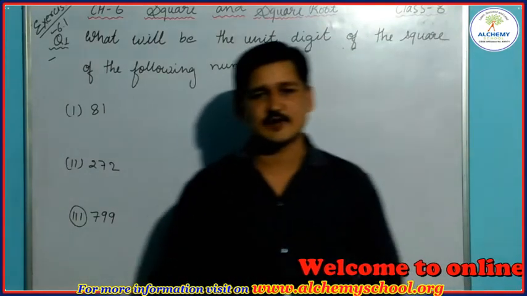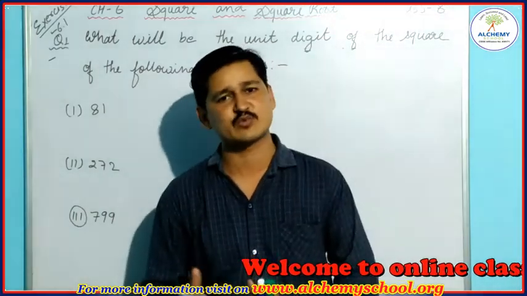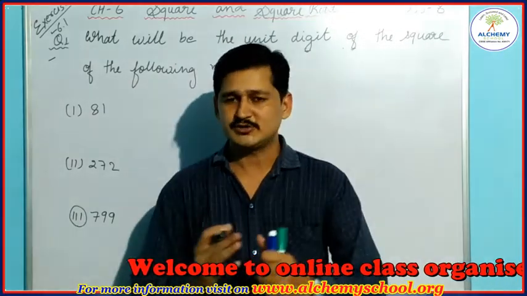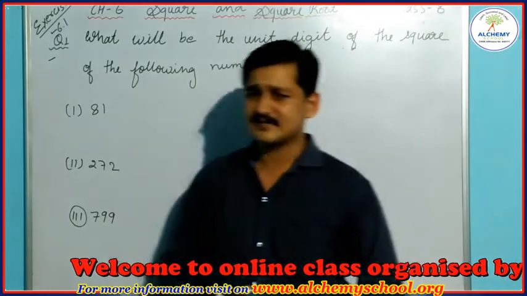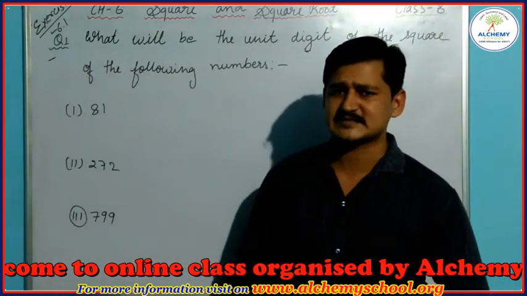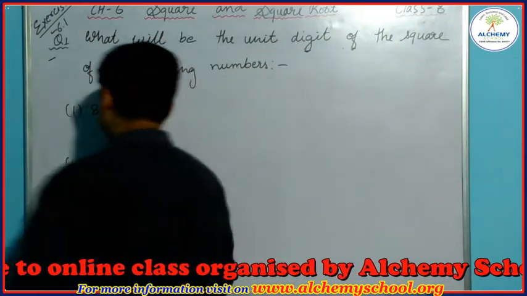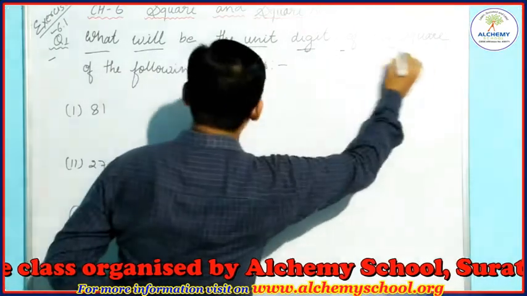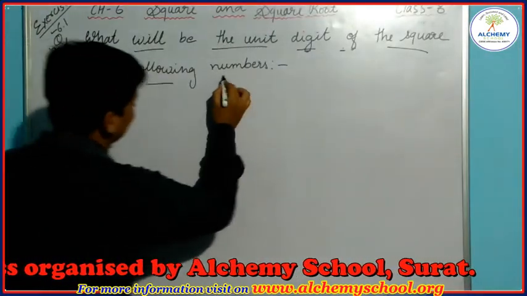In the previous class we discussed what a square is and how we can find the square of any number. Today we are going to start a new exercise, exercise 6.1. So let's see what is given in question number 1. In question number 1, what will be the unit digit of the square of the following numbers?